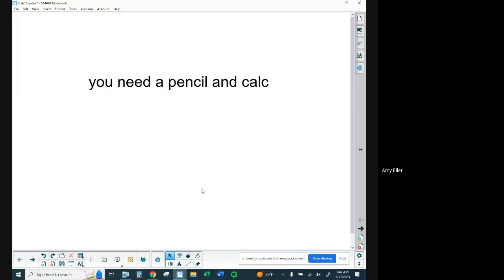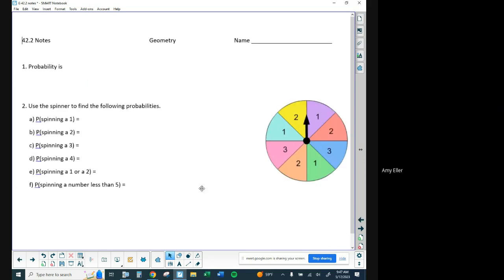All right, so can somebody tell me in your own words what probability is? Perfect, write that down. The chance or likelihood of something happening.